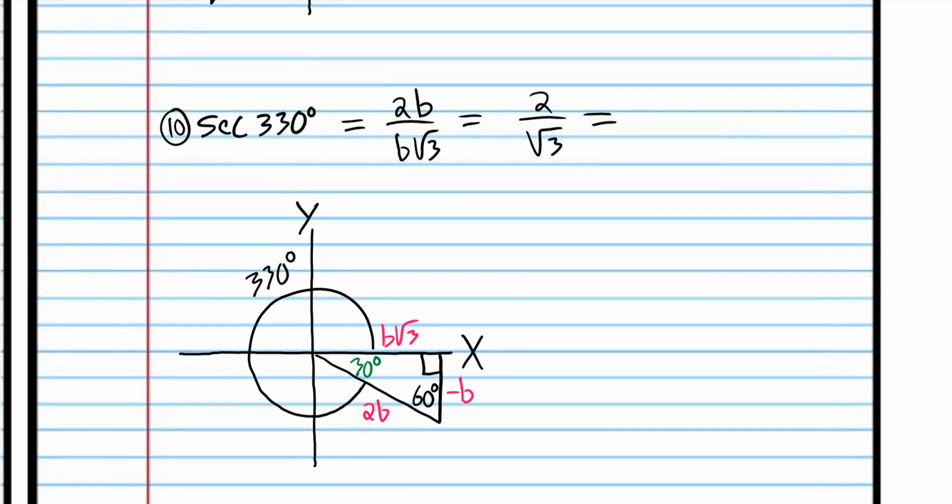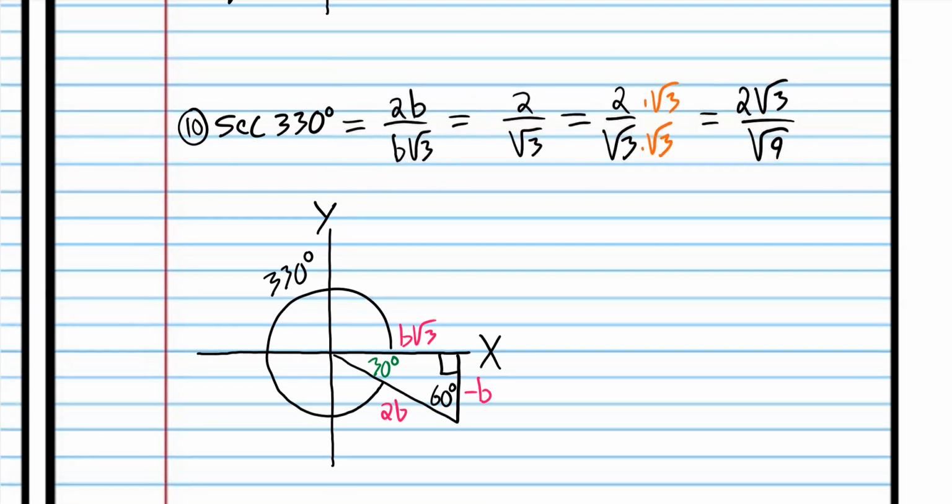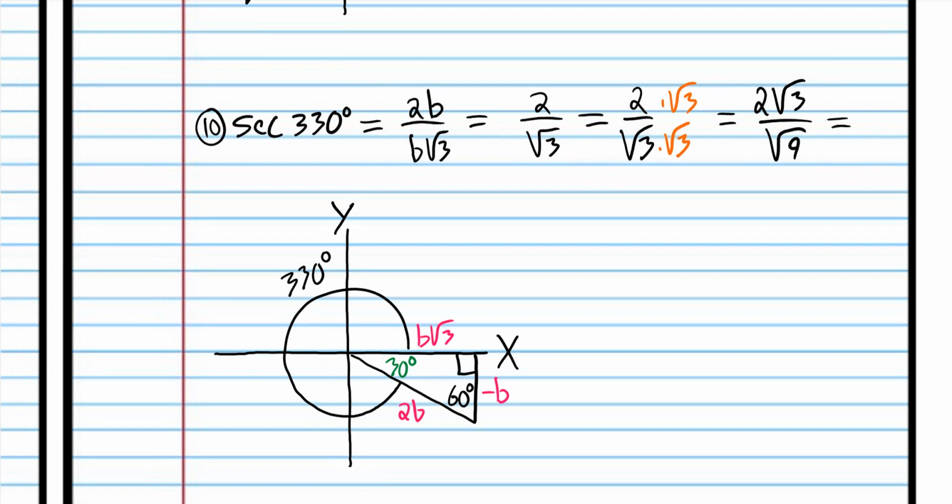So we're going to have to rationalize that fraction. So multiply both sides by root 3, and we get 2 root 3 over root 9, and root 9, of course, is 3. So that is the answer.